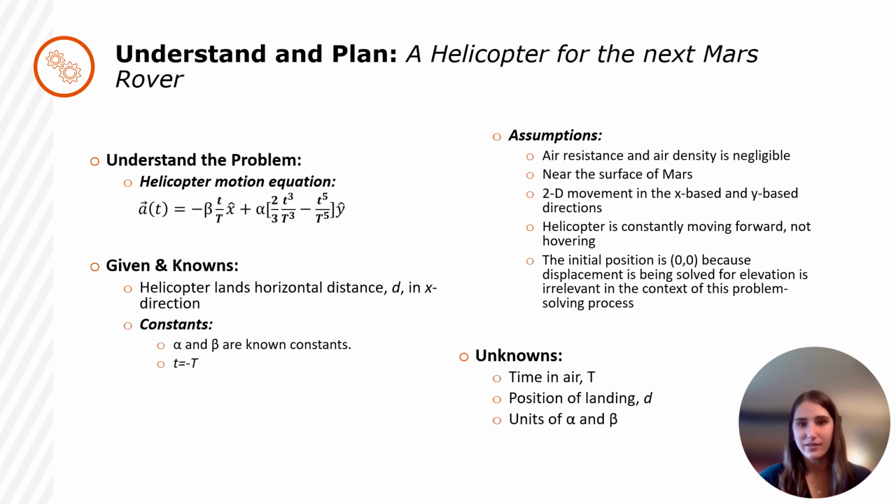Air resistance and density is negligible. The helicopter is constantly moving forward, and since displacement is being solved for, elevation will be irrelevant. For this process, we have established that the units for the constants alpha and beta are unknown, and our main goal is finding the amount of time spent in the air and the location of where the helicopter lands.